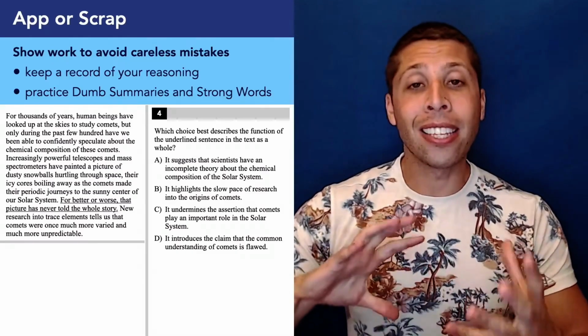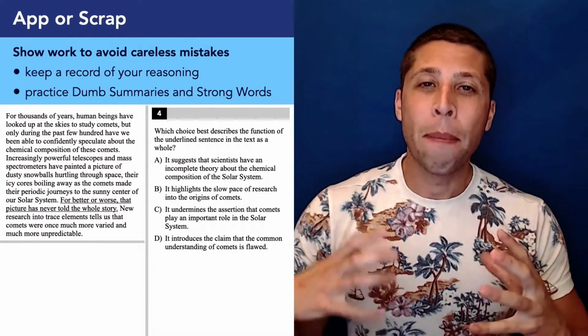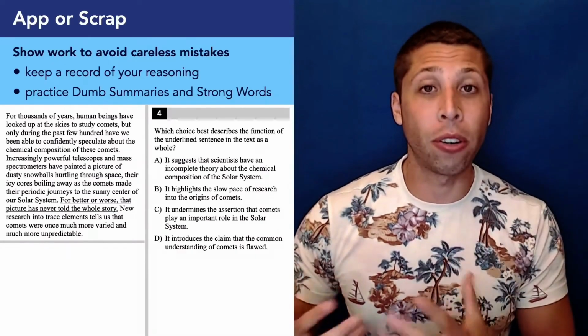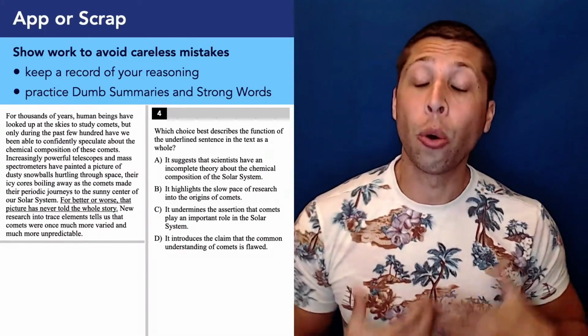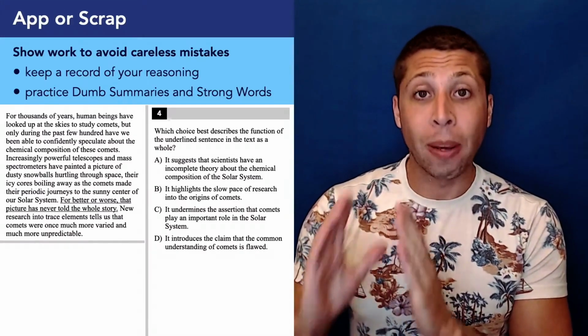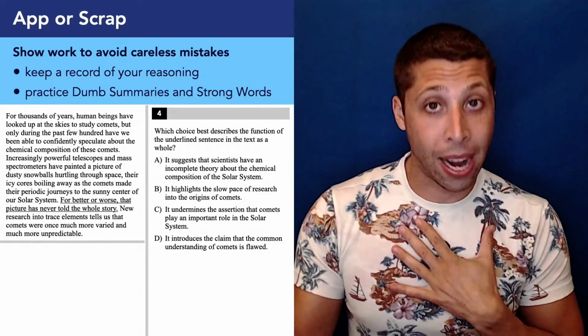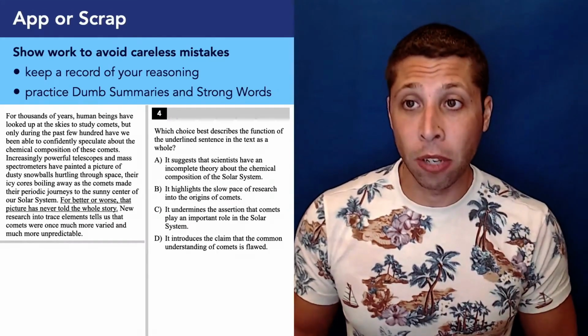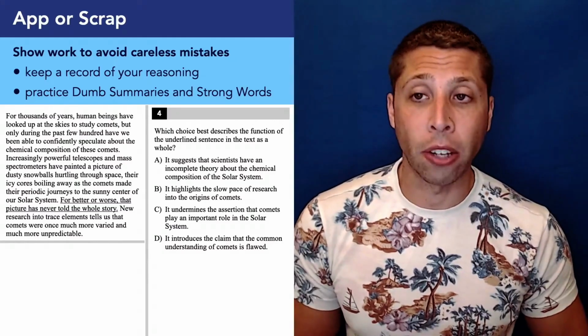But on reading, the strategy kind of changes based on the kind of question and based on whether you're doing a practice test or you're taking a real test. So let me show you that difference by starting with what I would do if this were a practice test. I would start by reading the question, which choice best describes the function of the underlying sentence in the text as a whole?